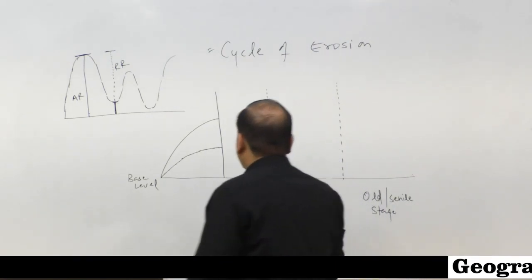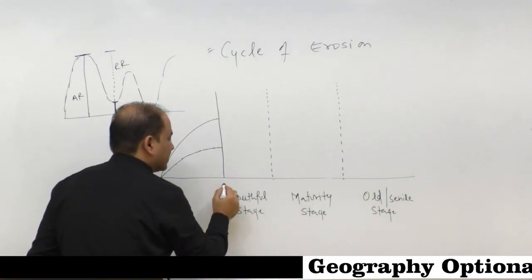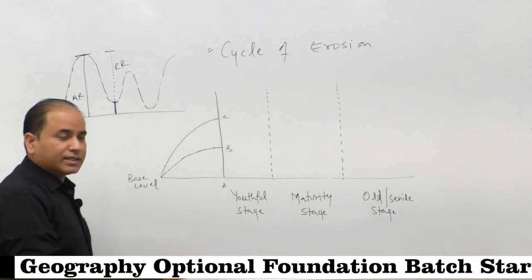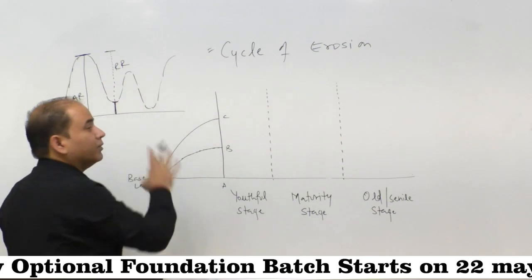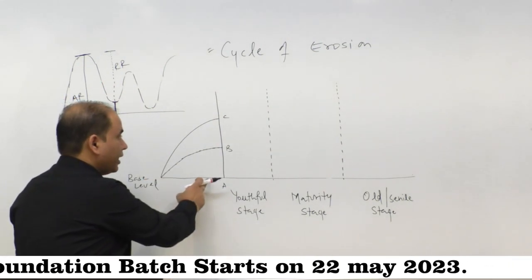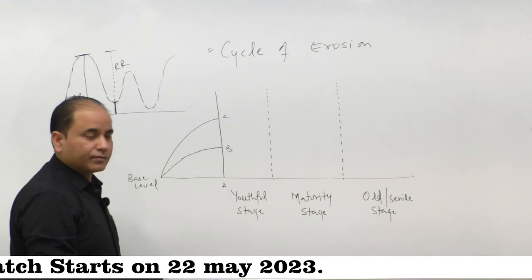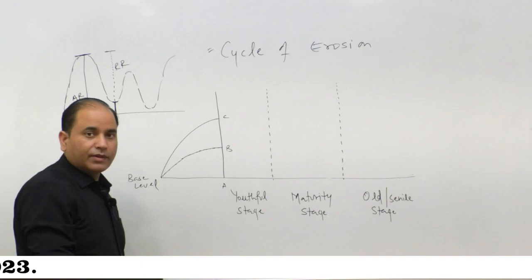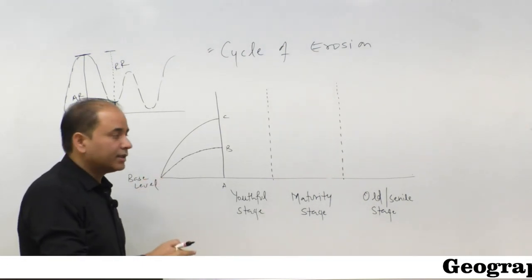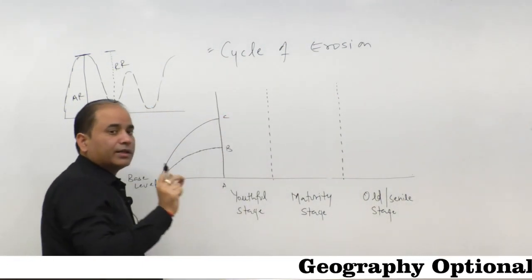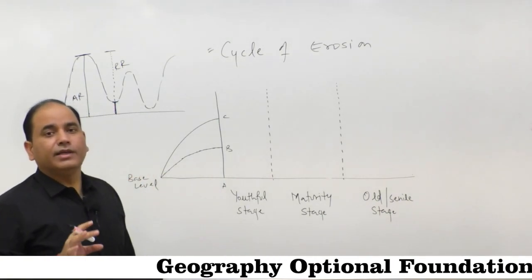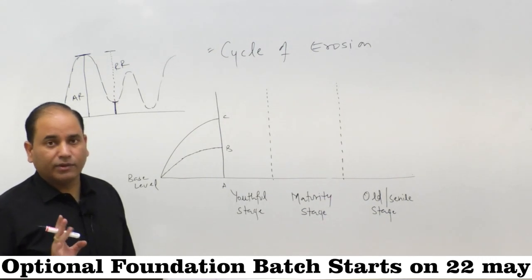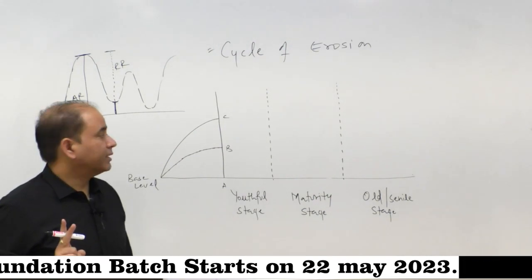Now in this diagram, let's say this is A, this is B, this is C. Try to understand: AC is your absolute relief. AB is your valley floor's height. And BC is your relative relief. So you need to have clarity about the absolute relief and the relative relief.